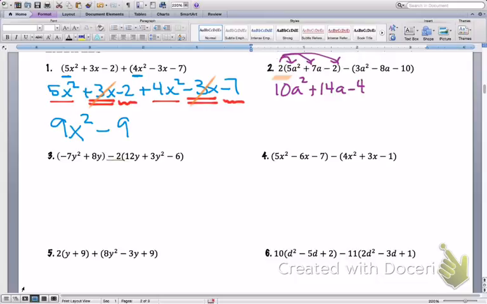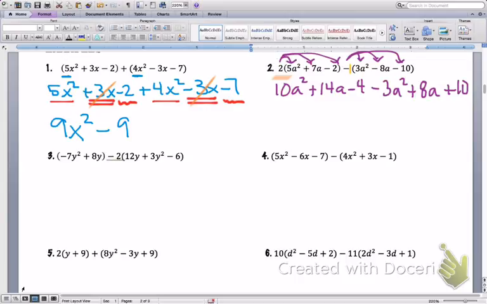This is subtraction as well, so I need to go ahead and distribute that negative. So when I distribute a negative, it's multiplying by negative 1. You can always think of it as us having an invisible 1 right here. So let's go ahead and multiply by 2 and then by negative 1. So when I multiply by negative 1, I get negative 3a squared, positive 8a, because we're multiplying two negatives, and positive 10, because negative 1 times negative 10 is positive.